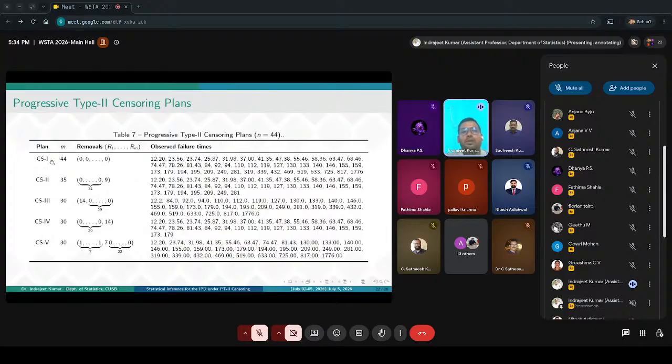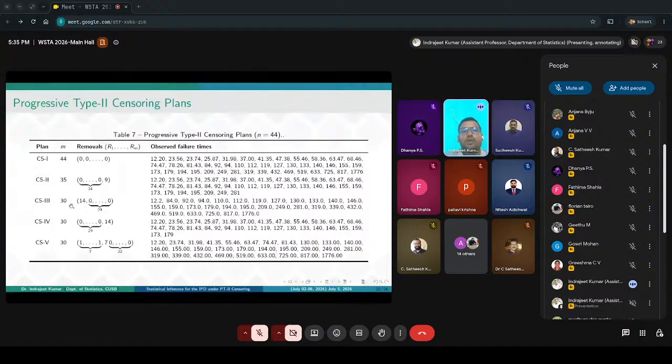Whenever the censoring scheme is one, it shows that there is no removal, which means this is the complete data. It is showing the complete data pattern. So this is a special case of progressive type 2 censoring scheme that can be converted into complete data. In this pattern, from the starting there is no removal up to 34 observations. Later on, 9 observations have been removed. So that right removal shows the right censoring.